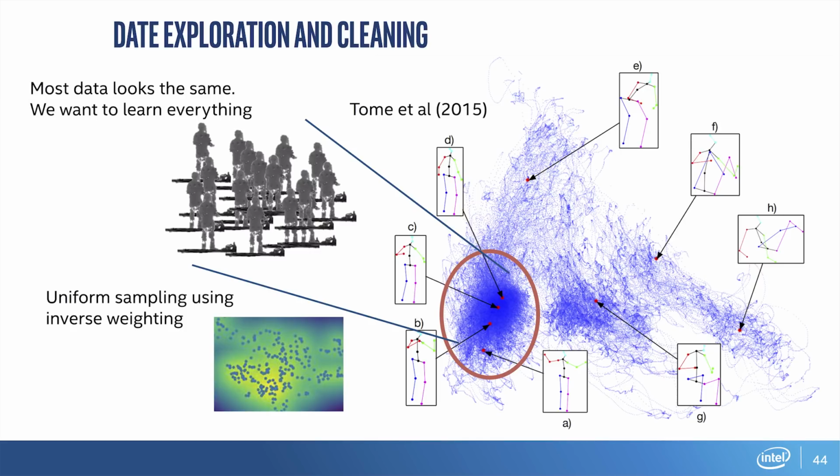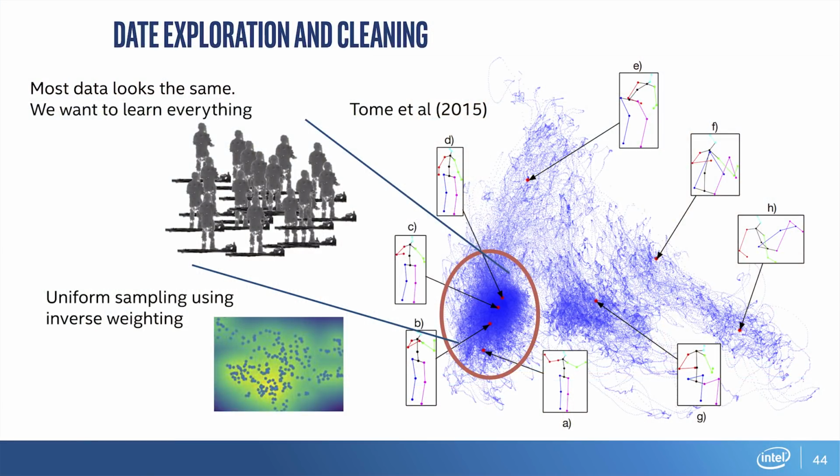We also found that for the majority of data that we collected, people are just kind of stood there like this. And so we actually have to resample our data to reduce it down to a uniformly distributed sample set so that we can really get the most out of our learning. So you see here, we actually take an estimate of the density of all of our data and then resample it so that it's nicely uniformly spread out.